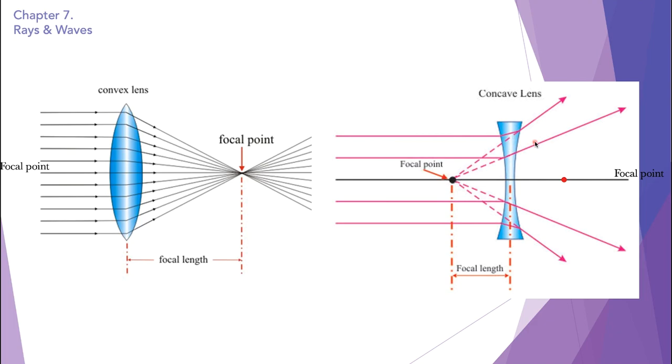So the properties of virtual images are that they're not inverted or upside down, they're upright, and they cannot be picked up on a screen. So virtual images have these properties.